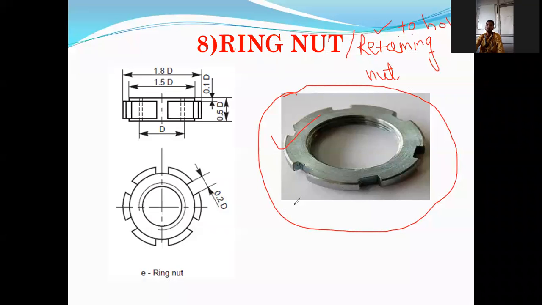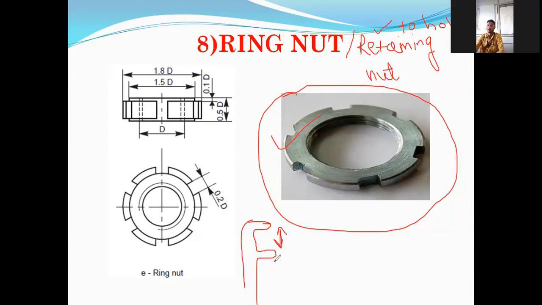So why is it called a ring nut? Ring nut is having slots on its periphery. It is mainly used to hold the component on its assembly. And one more thing related to this, a special spanner is used. You might be seeing something like a spanner. Here maybe something like this, and here adjustment is happening.